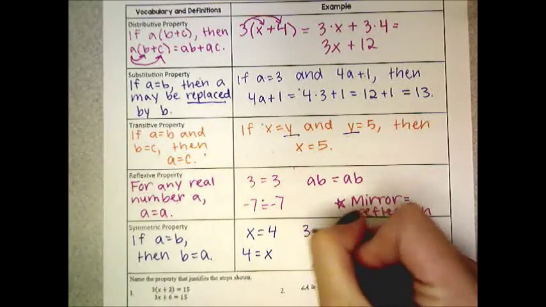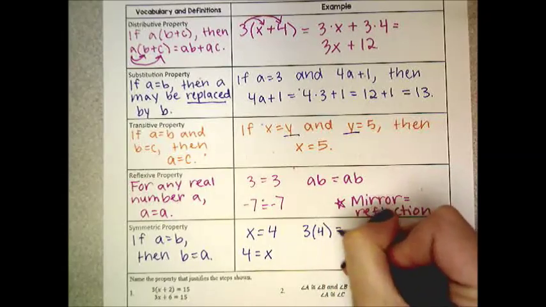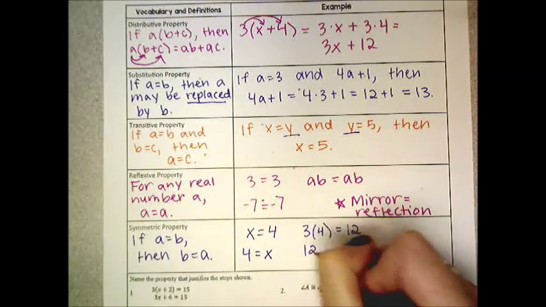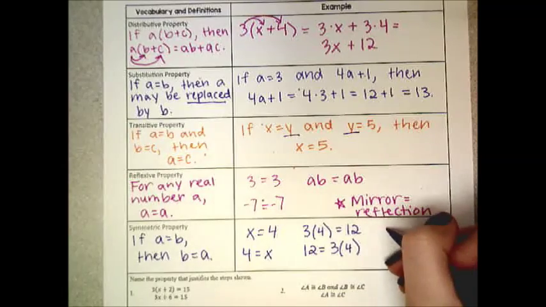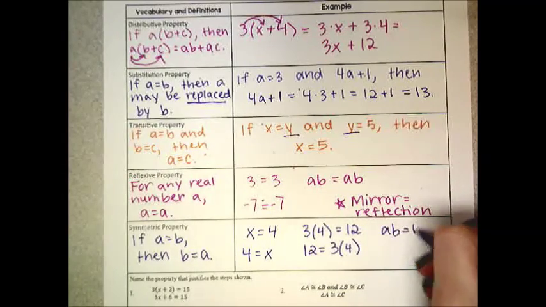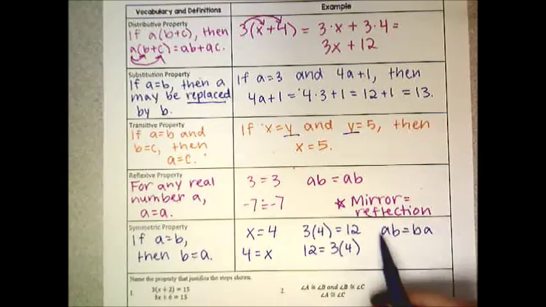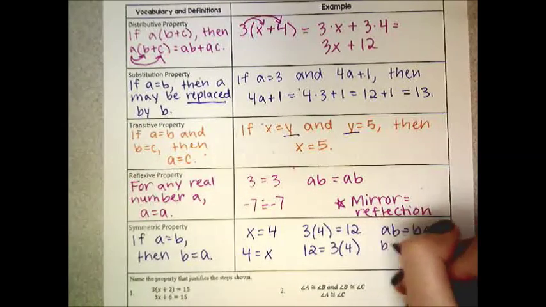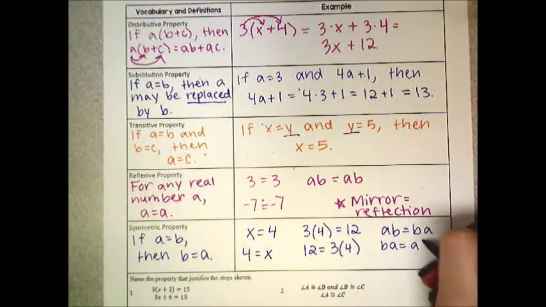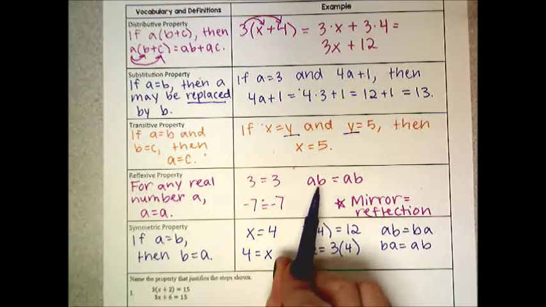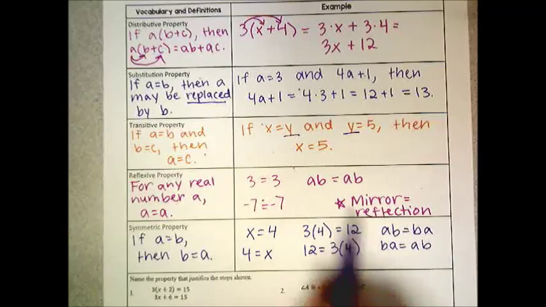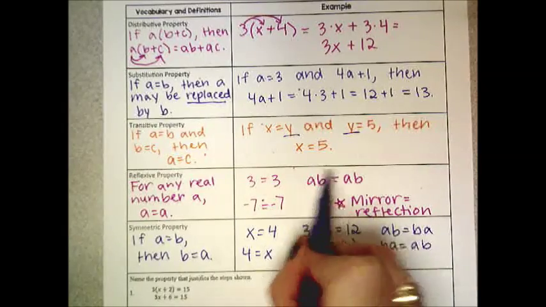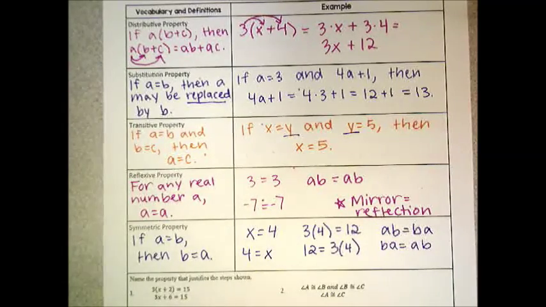So a more complicated example could look like this. 3 times 4 equals 12. And 12 equals 3 times 4. Another example, AB equals BA. This is a really good example to remember for symmetric, because it looks like our example up here for reflexive, but since the order has been changed, this is symmetric and this is reflexive.